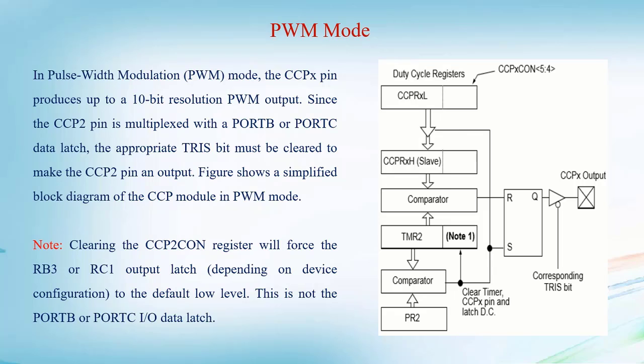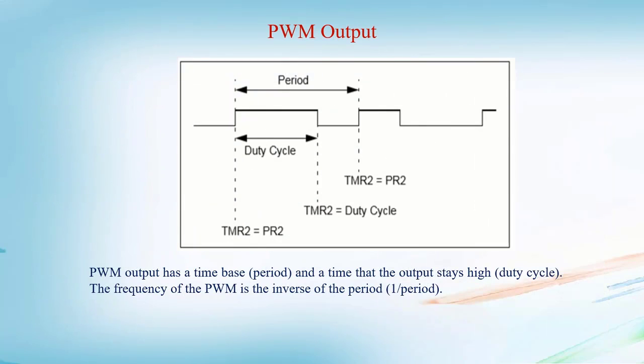Note, clearing the CCP2CON register will force the RB3 or RC1 output latch to the default low level. This is not the PORTB or PORTC input output data latch. PWM output has a time base or period and a time that the output stays high. The frequency of the PWM is the inverse of the period.